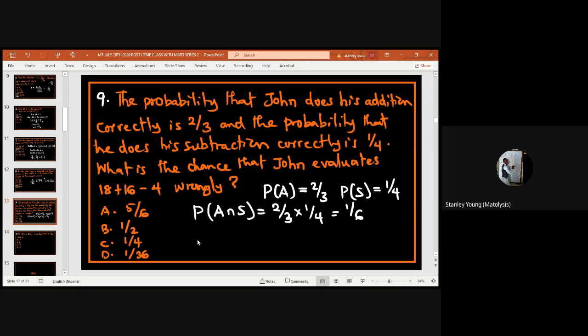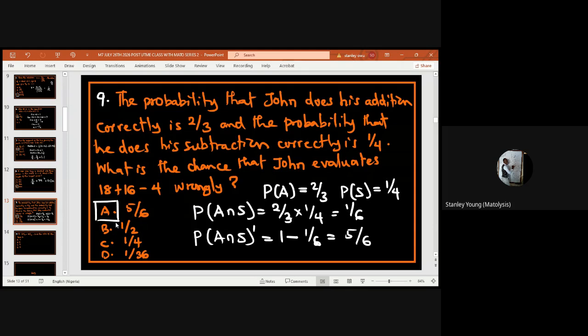But we are not interested in him doing it correctly. In fact, we're interested in him doing it wrongly. So that's going to be 1 minus what we got, 1 minus 1 over 6. That's 5 over 6. So the answer to this problem is 5 over 6.